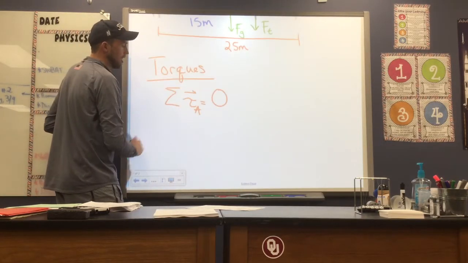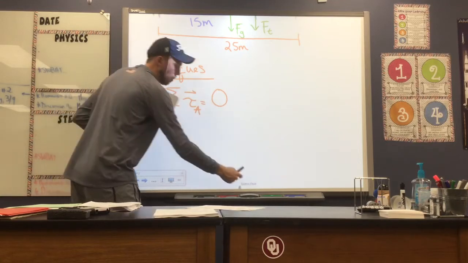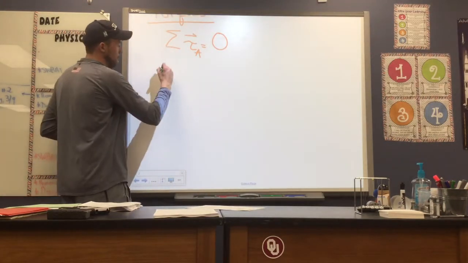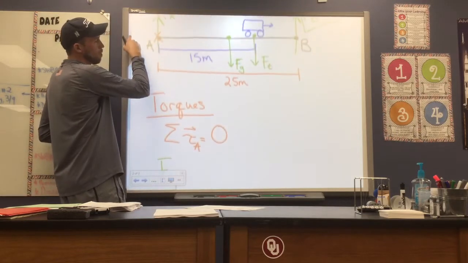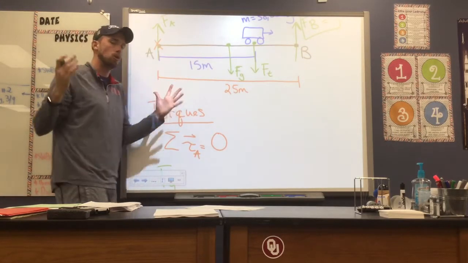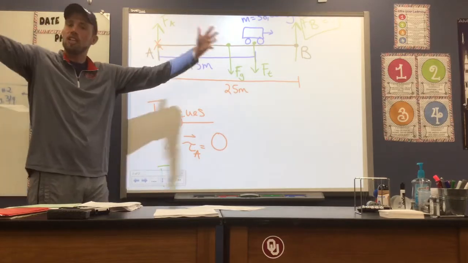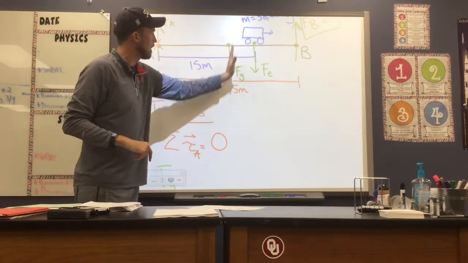So what I'm going to say is that the sum of torques needs to equal 0. So all I'm going to do is sum those up. We'll say we have a force of gravity. Now we're told that force of gravity on the bridge, well, we're not really told directly, but we know because it's evenly distributed that it's going to be acting at the center.